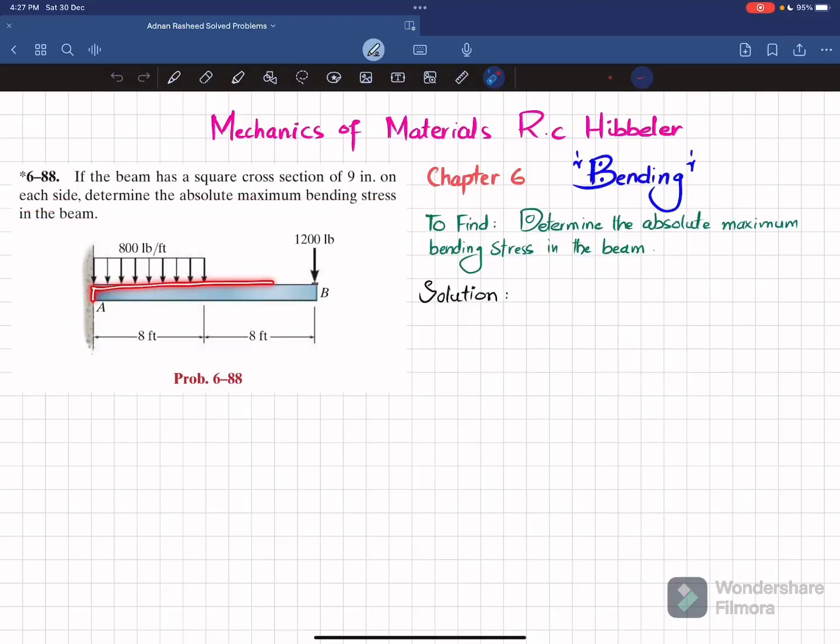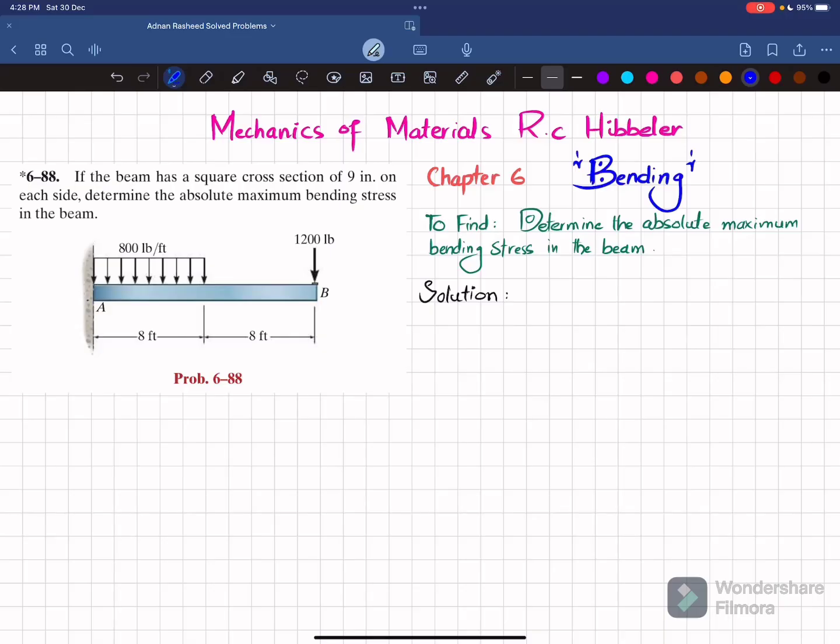So you can see this is a cantilever beam, that is, A is fixed, and from A till a length of 8 feet we have a uniformly distributed load, and at point B we have a point or concentrated load of 1200 pounds, and the cross section is a square cross section 9 inch by 9 inch. So you have to determine the absolute maximum bending stress in the beam. So let's start with the solution.